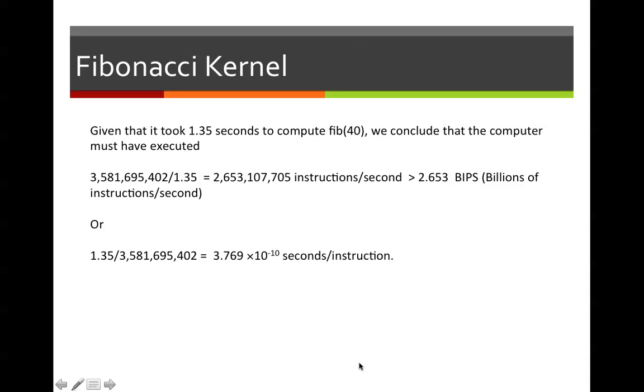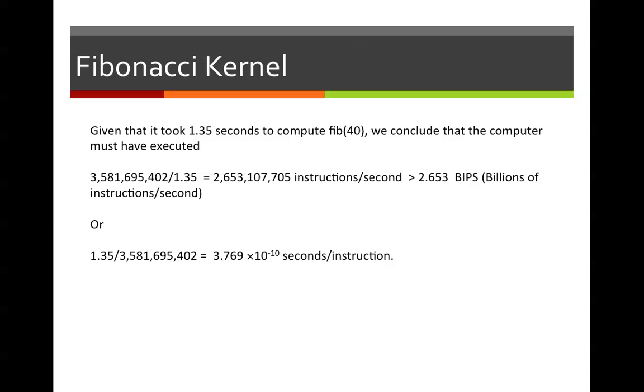Once you know this, and you know the fact that it took, let's say, 1.35 seconds, that's what happened on my machine, we can now compute the number of instructions per second, or the bips, the billions of instructions per second statistics of this machine. And then we can also compute from that the number of seconds per instruction. If you really knew the frequency of your machine, you can then compute the CPI, number of clock cycles per instruction, which is one of the performance metrics that people use all the time.